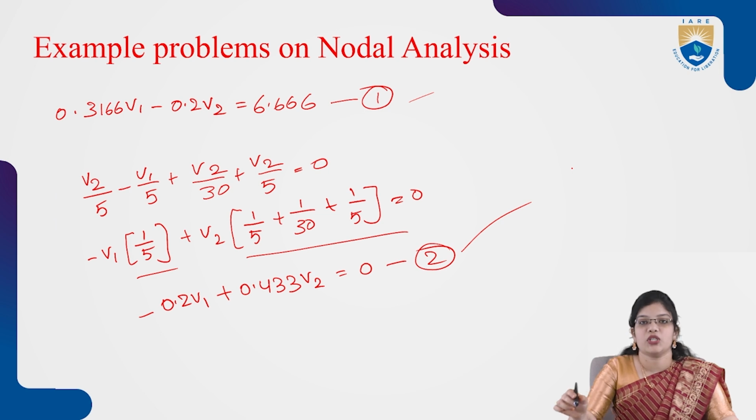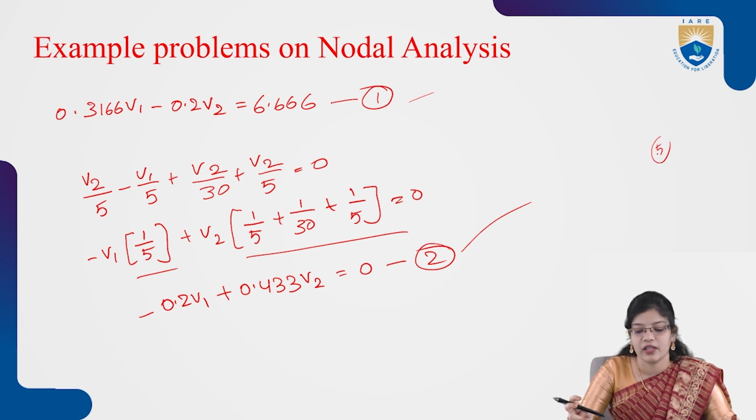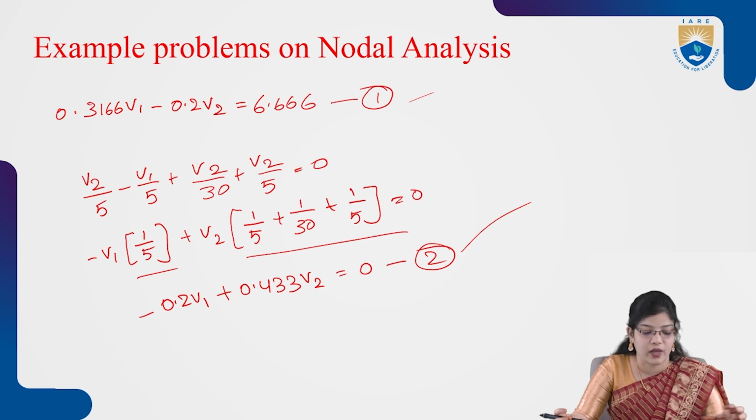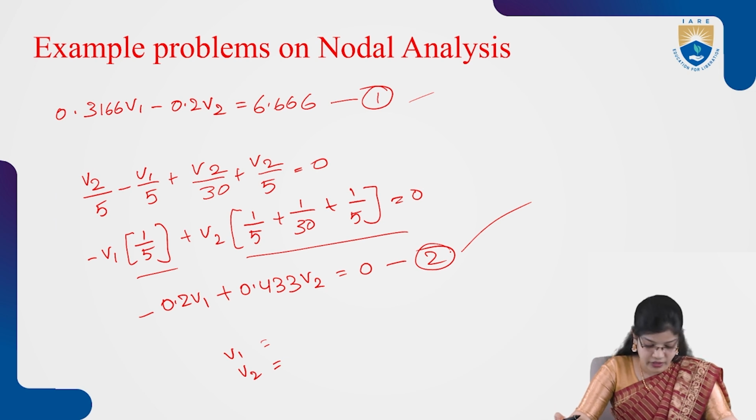After solving equations 1 and 2, in mesh analysis I have already told how to solve the equations using a scientific calculator. In the scientific calculator, if we go to mode setup, we get option 5 as equation. Depending on whether we have 1, 2, 3 equations, we select accordingly and substitute these values in the calculator. And then we get the values of V1 and V2.